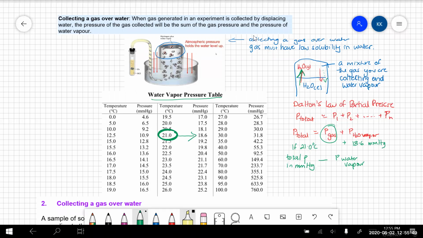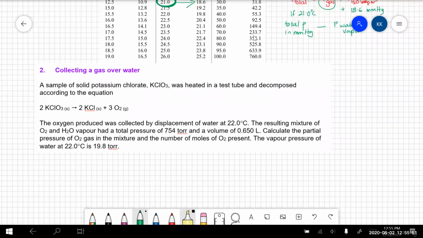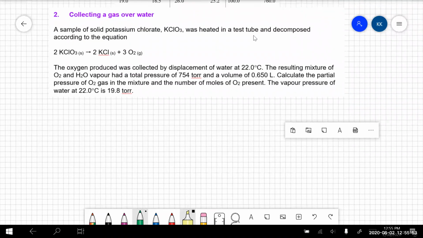Let's have a look at an example. I've got one that I'm going to do for you and one that you're going to try for yourself. So a sample of potassium chlorate was heated and decomposed. So we're producing a gas here, oxygen gas. It was collected by displacement of water at 22 degrees Celsius.